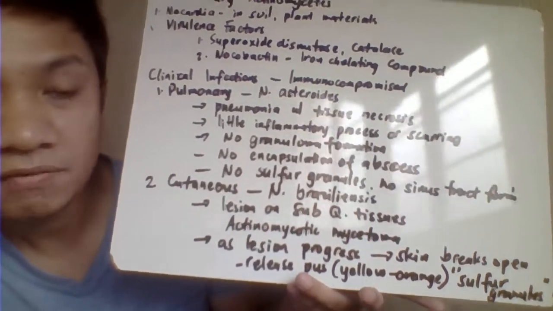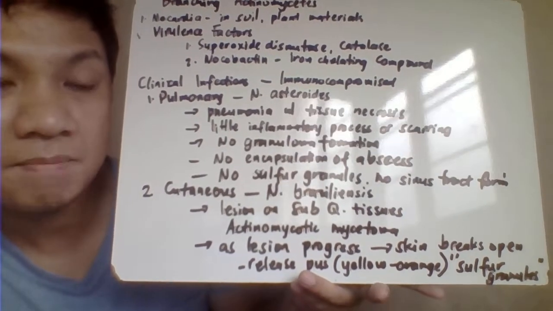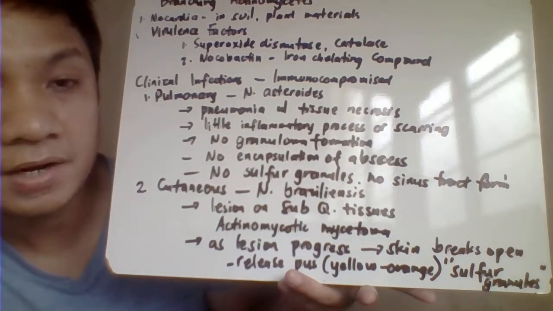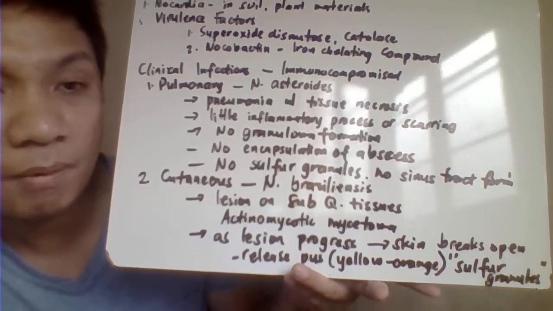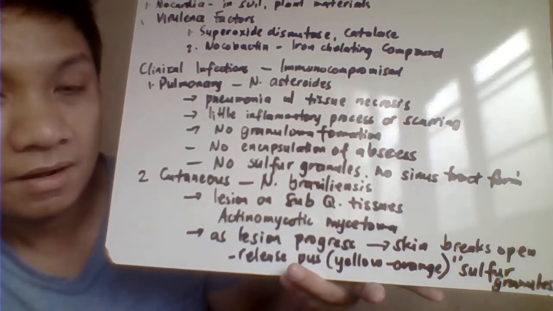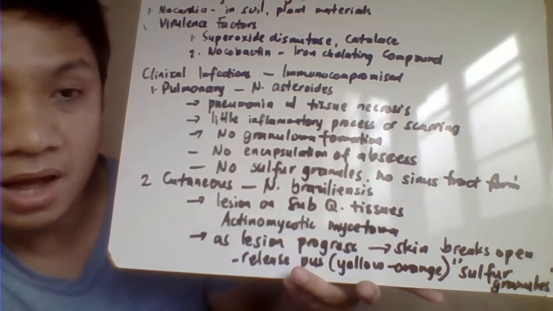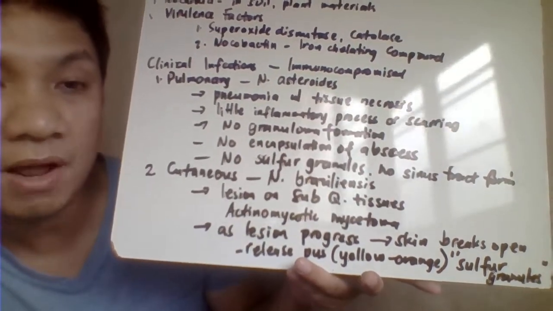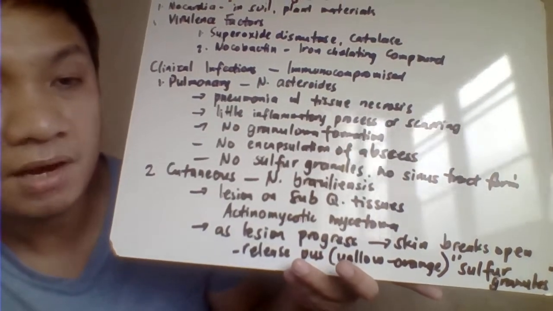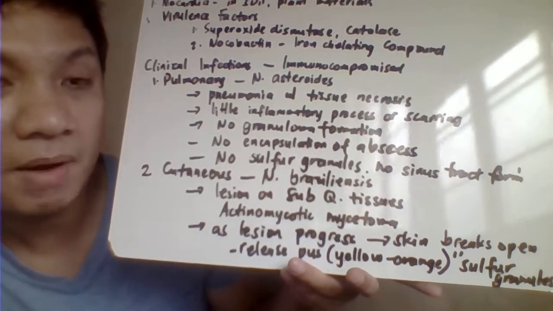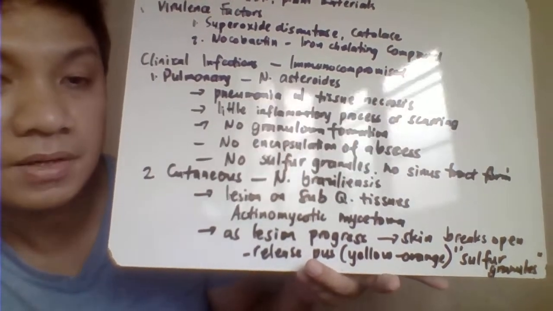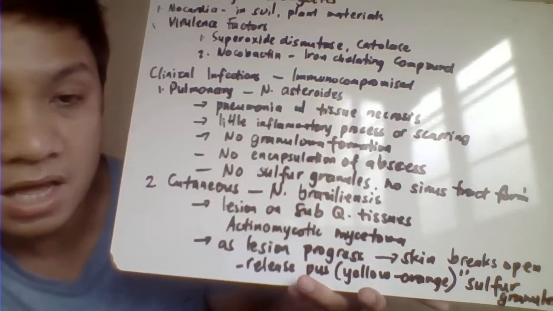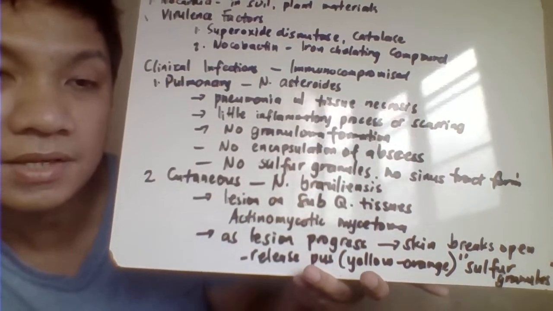So, this is very common among immunocompromised patients. There are two forms of the infection caused by our Nocardia. One is your pulmonary, in the form of pneumonia. And that one differs from the other pneumonias because, number one, this is just a mild inflammatory process, with mild inflammatory scarring, so it's mild lang siya. Another one, wala siyang granuloma formation, wala siyang sinus tract formation, wala siyang sulfur granules, and wala din siyang encapsulation of your abscess.